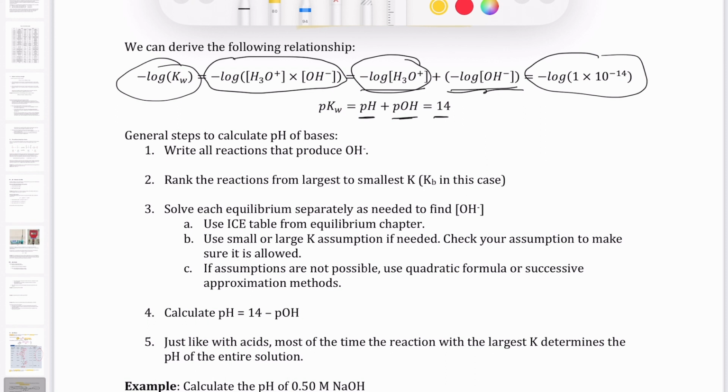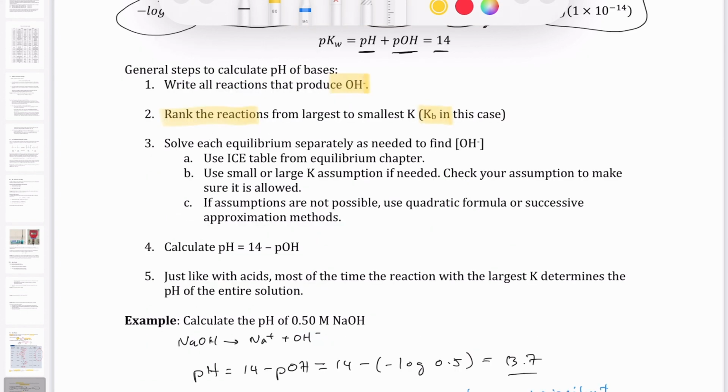So the steps that you will use to calculate pH of bases will be as follows. It pretty much mirrors what we did when we were calculating pH of acids, except that now we're focusing on hydroxide as the main ion. So we want to write all reactions that produce hydroxide. We want to rank those reactions from the largest to smallest K. If we're talking about weak bases, we're specifically interested in ranking the Kb value. And then once we solve the problem either using an ICE table, one of our assumption methods, quadratic formula, or successive approximation, we can then go ahead and calculate our pH using that formula we just derived, where we can take 14 minus pOH to calculate the pH.